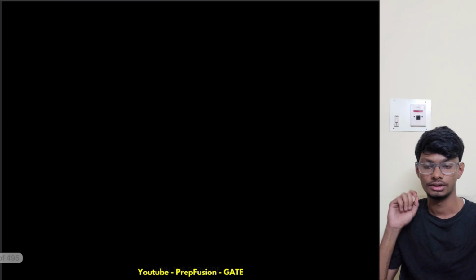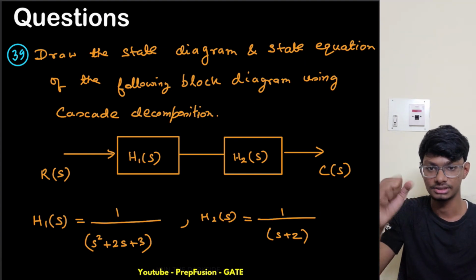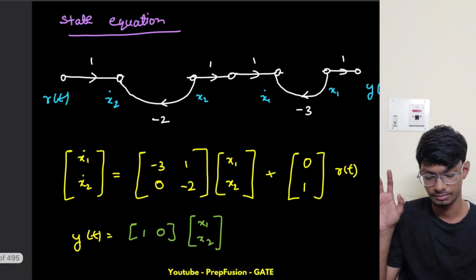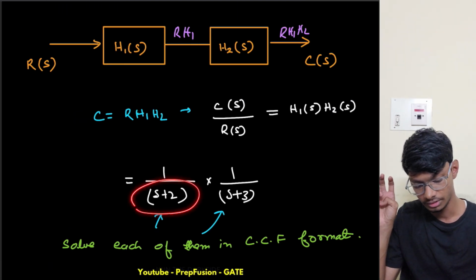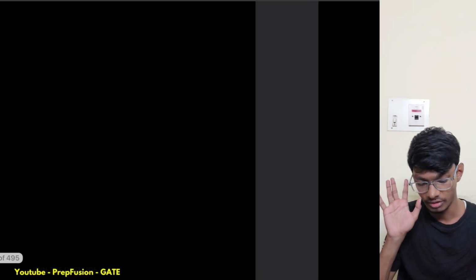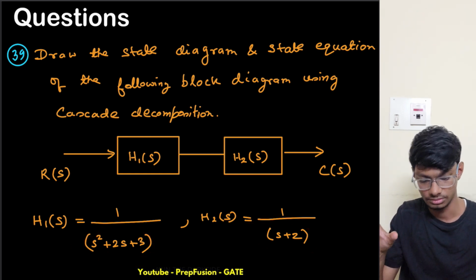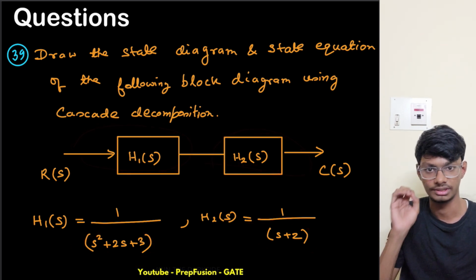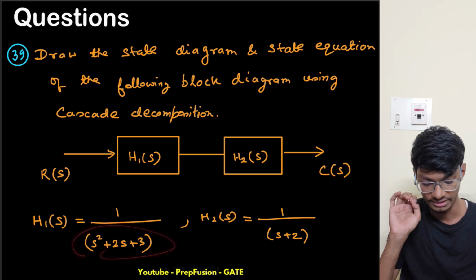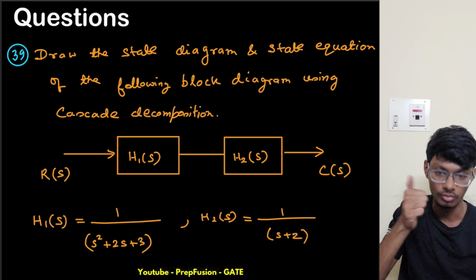Now let's solve another question. Now you might ask that here my numbers were simple, I could have easily factorized it. What if I am not able to factorize it? Then how to convert it? Again the same question. We have two blocks in cascade, but what if I'm not able to factorize it? This will be hard, something imaginary will come. Then how to solve this?